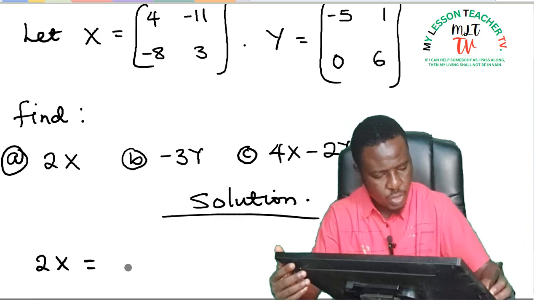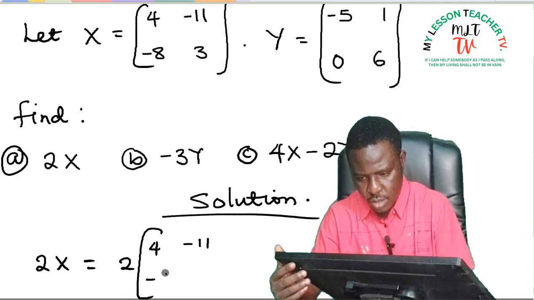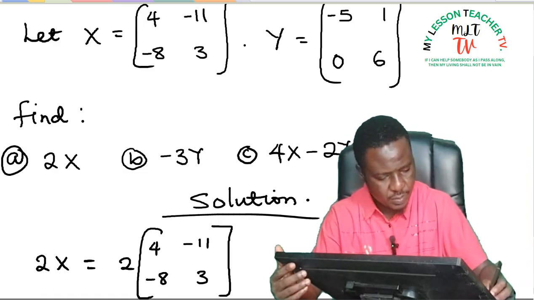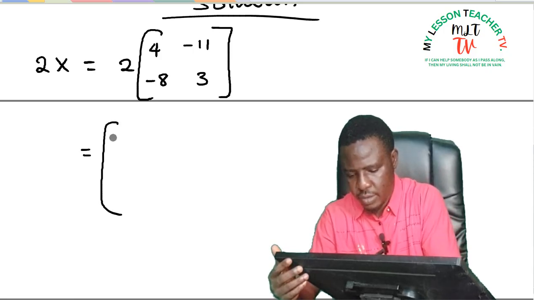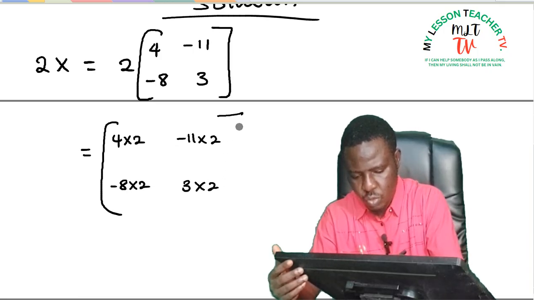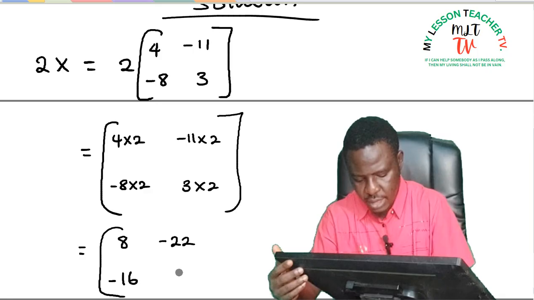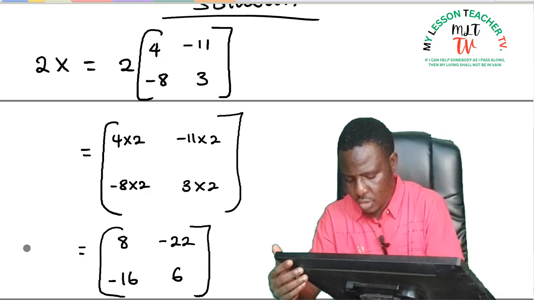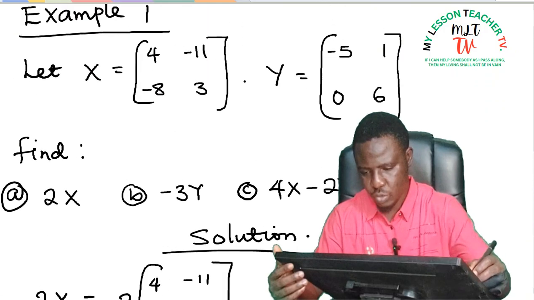2X is said to be equal to 2 times matrix X, which is 4, minus 11, minus 8, and 3. So this is equal to 4 times 2, minus 11 times 2, minus 8 times 2, and 3 times 2. So this is equal to a new matrix: 8, minus 22, minus 16, and 6. So our 2X is defined as this. This is what you get when you multiply X by 2.